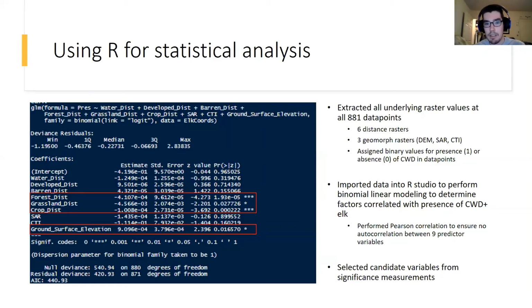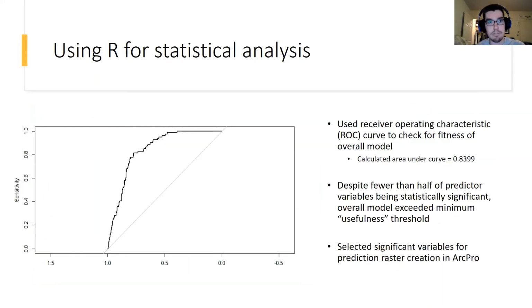And then I selected the candidate variables from the linear model produced based on their significance measurements, and determined that 4 of my 9 variables seemed to indicate statistical significance as possible predictor variables. Those were forest distance, grassland distance, crop distance, and ground surface elevation, which is my DEM raster. To ensure that the overall fit of the linear model I produced was reasonable, I used the receiver operating characteristic curve to check the overall fitness.